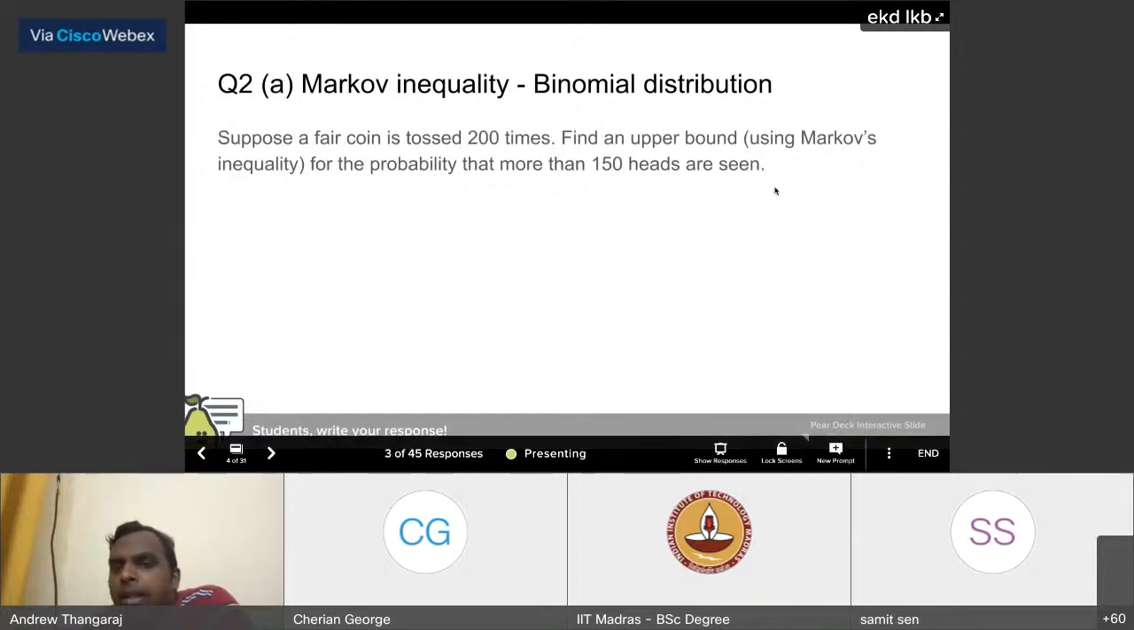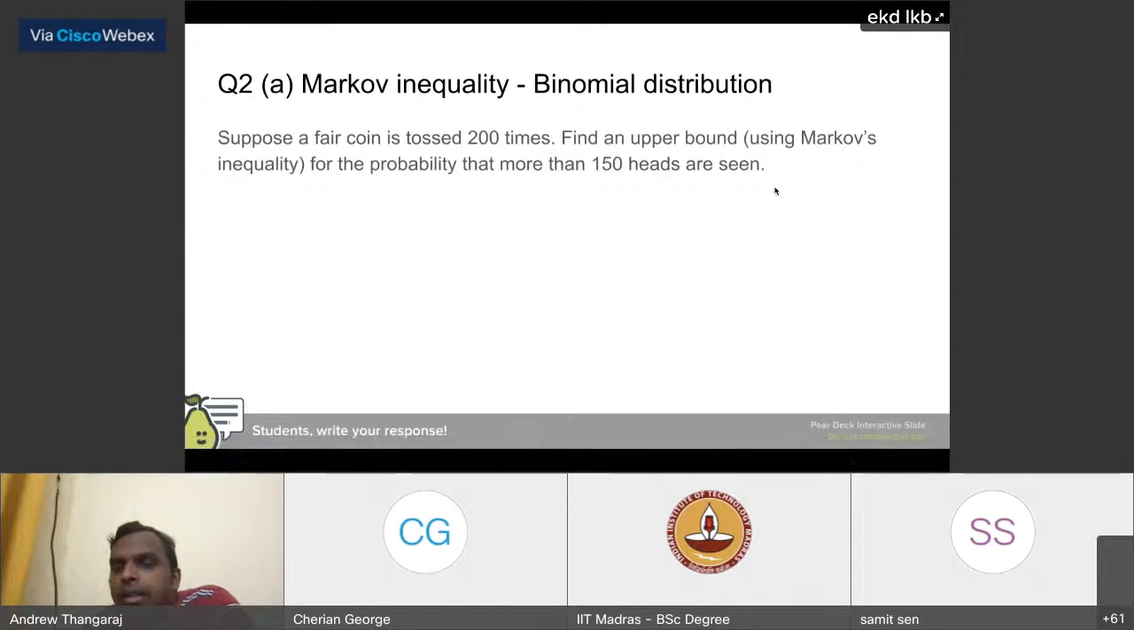I think Markov inequality is just: the probability that x is greater than anything is less than or equal to the expected value of x divided by that same thing. That's all. That's Markov inequality. So if I want an upper bound on the probability that x is greater than 8, it is just 5 by 8.